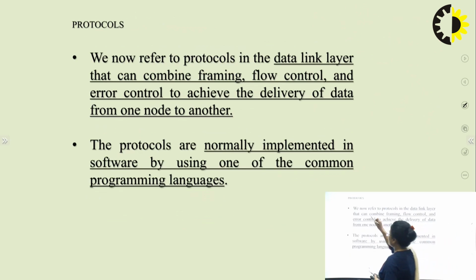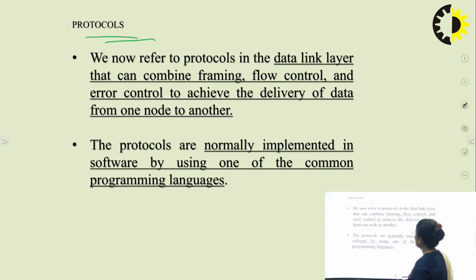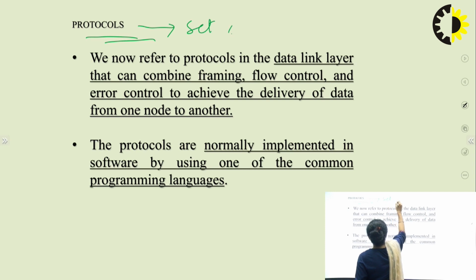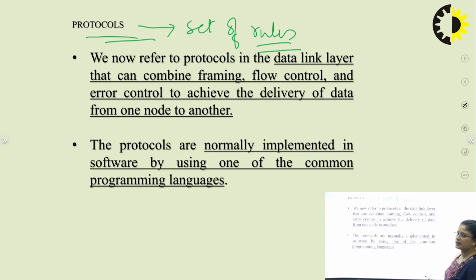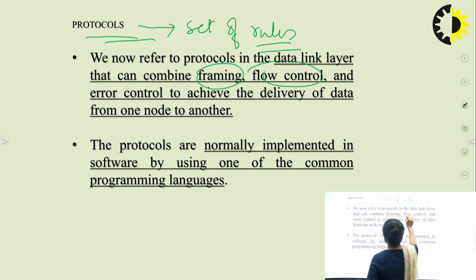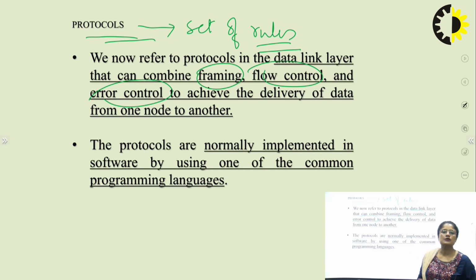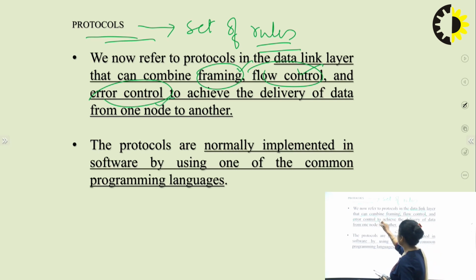Now let us talk more about protocols. We all know what protocols are. Protocols refer to a set of rules. In the data link layer, when we talk about protocols, we combine framing, flow control and error control. Whatever protocols we discuss for the data link layer or data link control will combine the features of handling framing, flow control and error control to ensure that the required data is delivered from the sender to the receiver.